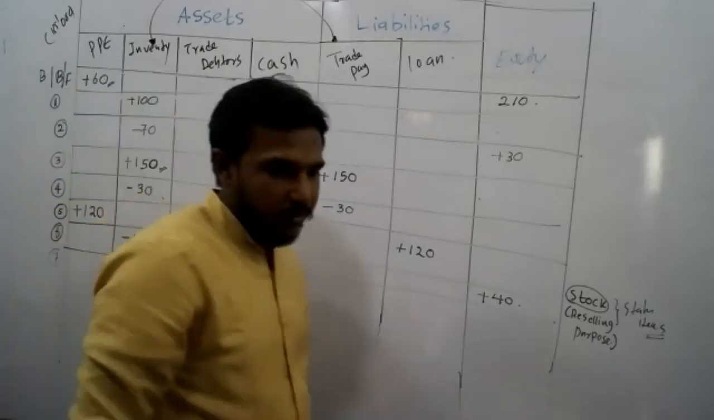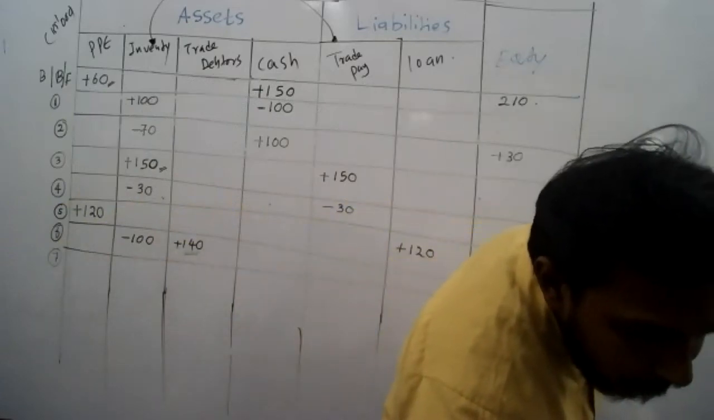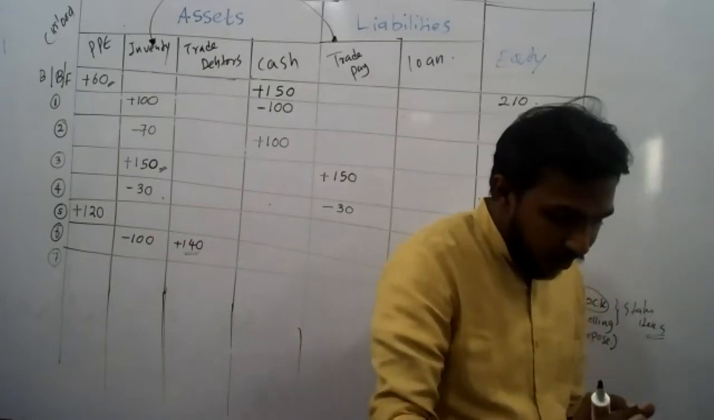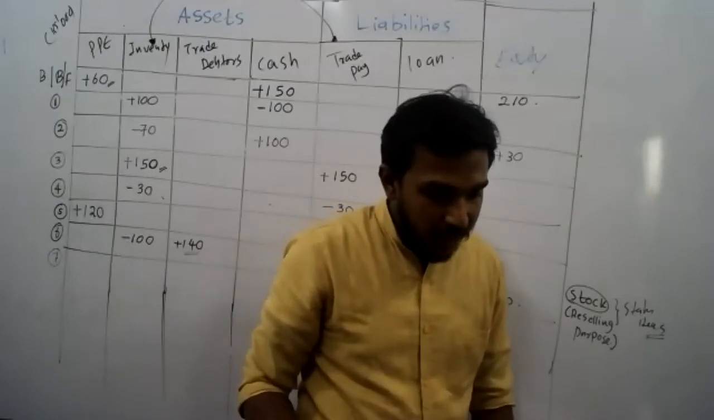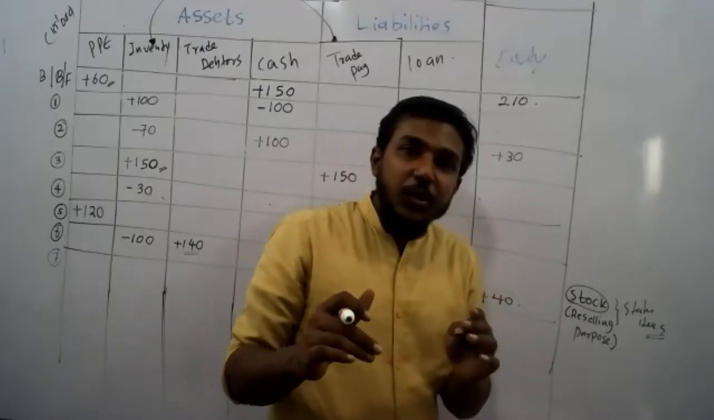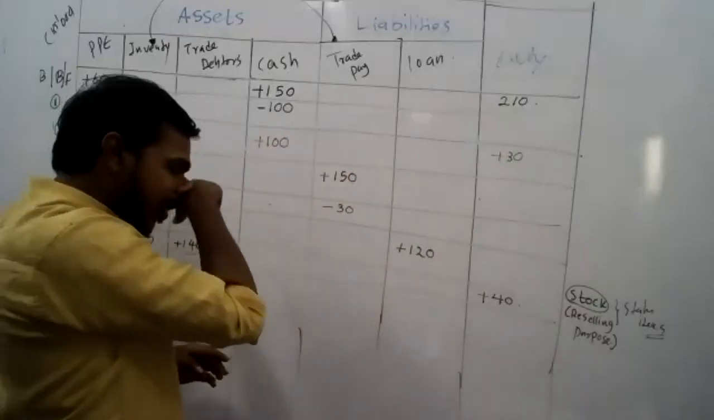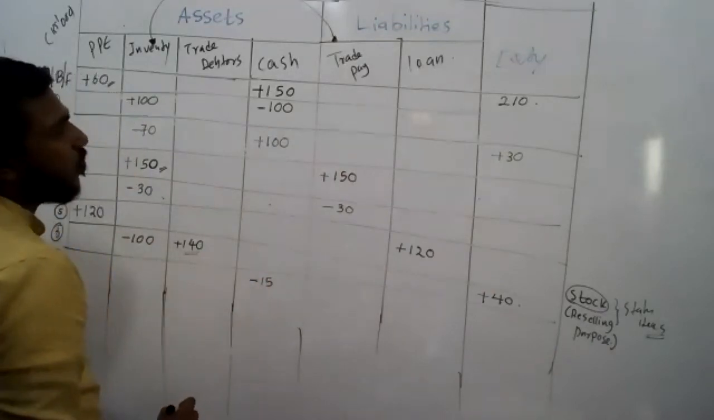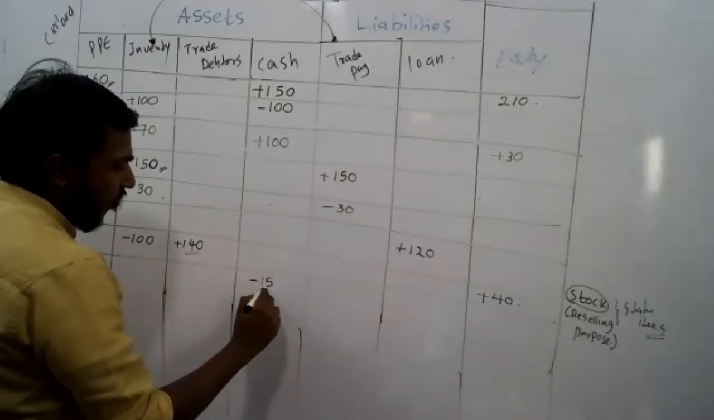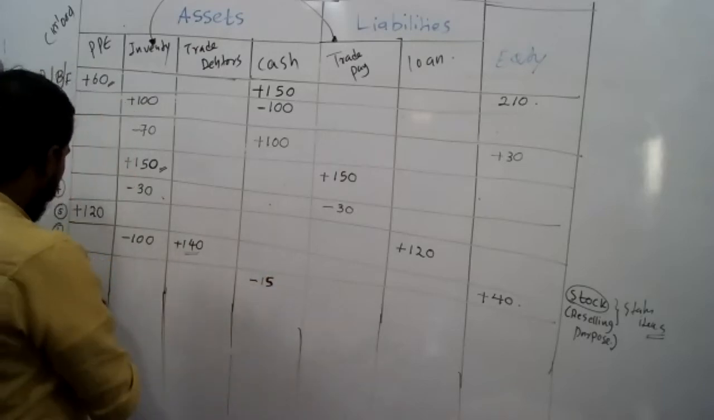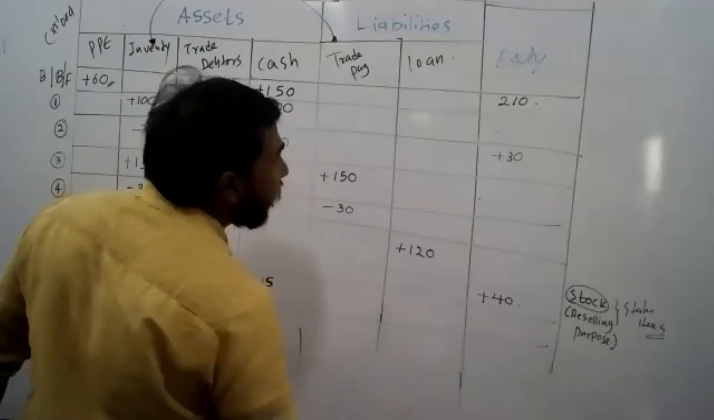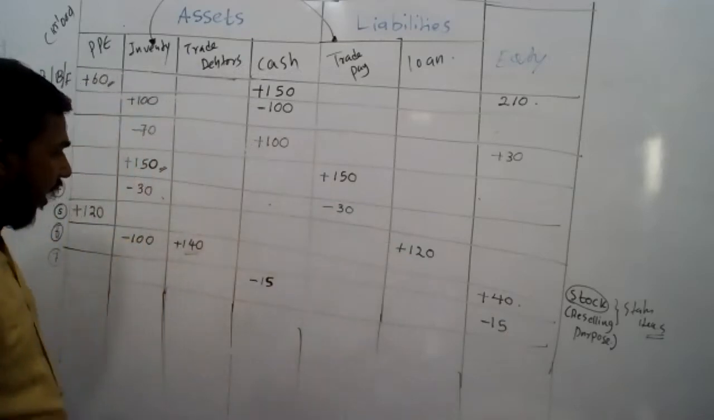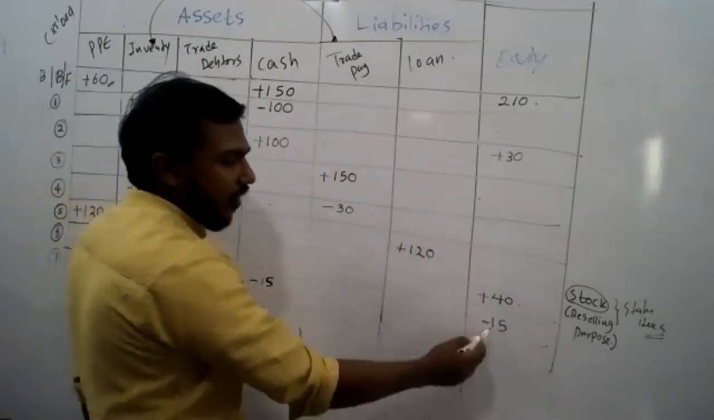The seventh one is pay 15,000, the monthly salary of the office assistant. Now we are dealing with this month of March. So cash decreased by how much? 15. Cash decreased by 15. Salary is an expense, so equity decreased by 15.